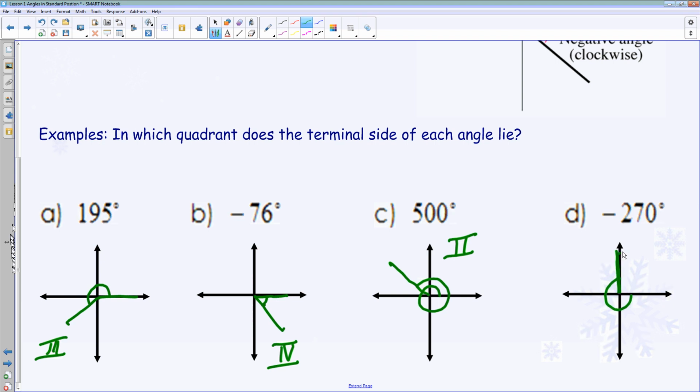We're not in a quadrant. We are actually on an axis. And when this happens, we have a quadrantal angle.